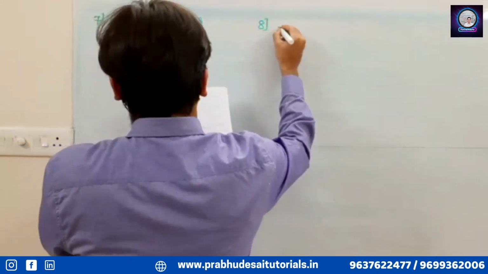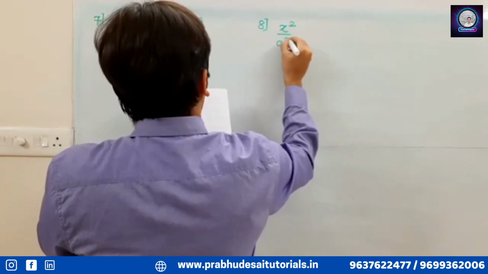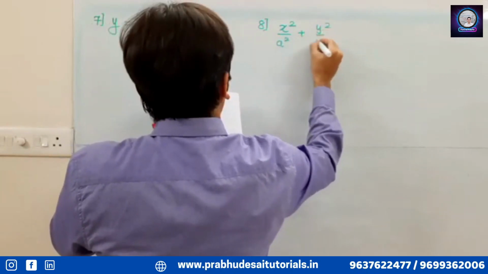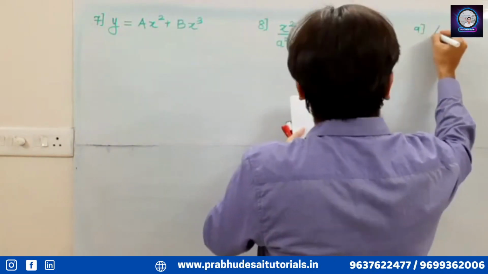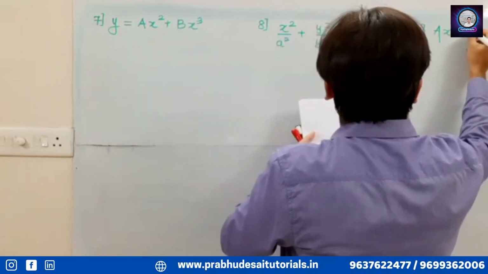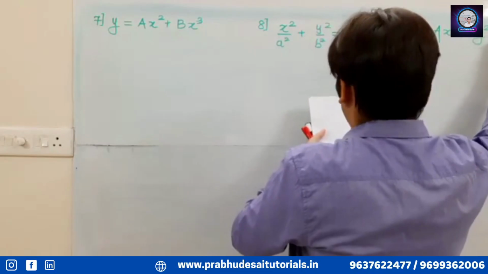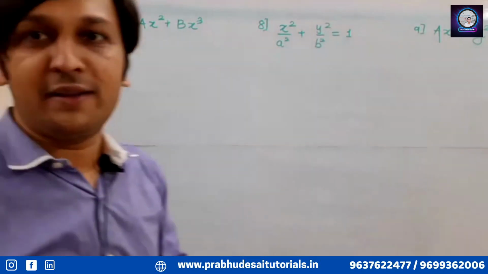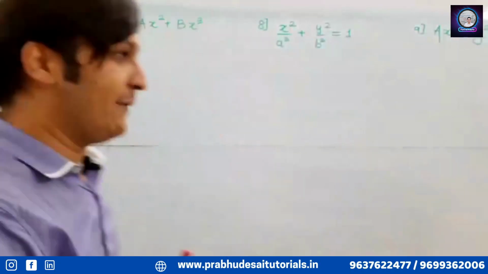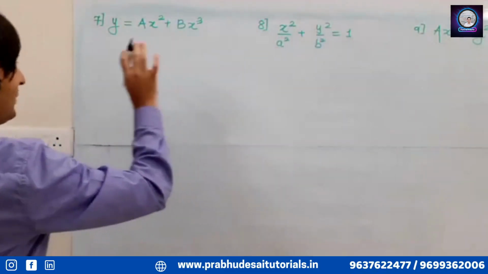Example 7, 8: x square upon a square plus y square upon b square is equal to 1. And number 9: ax square plus by square is equal to 1. Check what I am going to do here. Concentrate now. I will explain all 3, but I will start these examples. I won't explain the complete solution because you know the process.